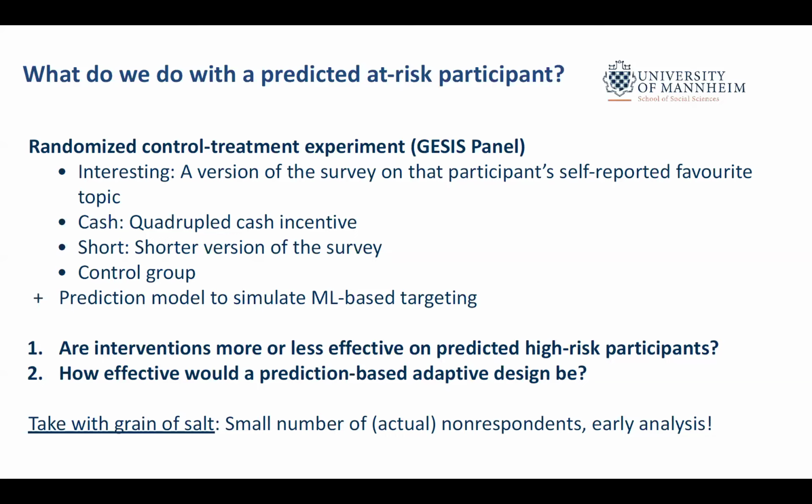First one is, are interventions more or less effective for predicted high-risk participants? Because it's important as a prerequisite for an effective prediction-based adaptive design to understand whether our treatments actually also work for those folks that we predict to be at a high risk of non-response. And then clearly the central question is, how effective actually would a prediction-based adaptive design be? As I mentioned, this is very early, and we're still working on this part. Next slide.